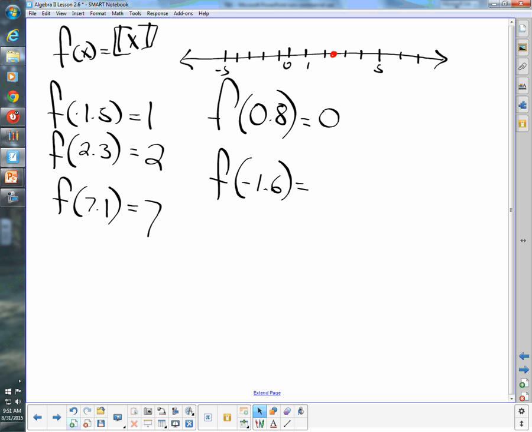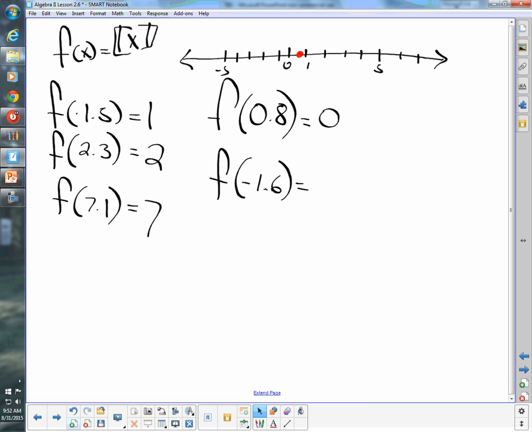You told me that it would be 2, and you were correct. F of 7.1 would be over here somewhere. You told me it would be 7, and you were correct. F of 0.8 is right about there. You told me that it would be 0, and you were correct. Now notice, you're always looking at the integer to the left of the point.